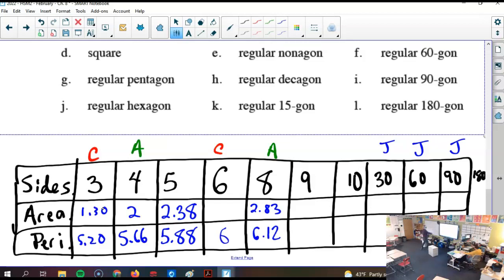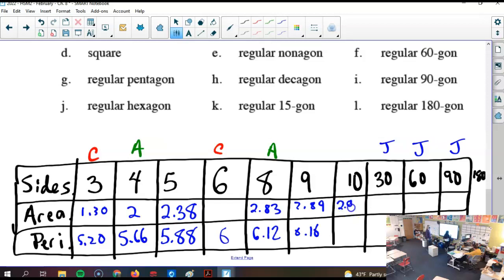Connor, would you add my numbers for me? Yeah, sure. My 9-gon had an area of 2.89 and a perimeter of 6.16. Actually, you can write my numbers for my 10-gon up there. My 10-gon was 2.94 and 6.18. So my 9-gon and my 10-gon are very close to each other, especially their perimeters.